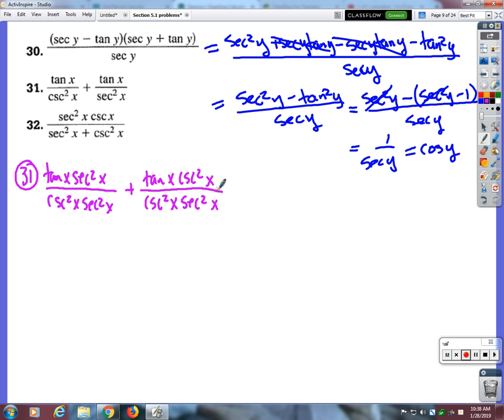This might not work, but we'll go down this path until we fail, okay? All right, so now that I have a common denominator, I can rewrite them as a single fraction.